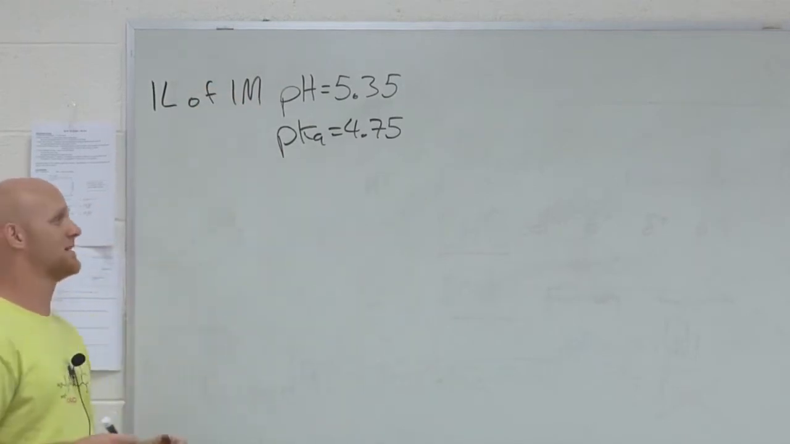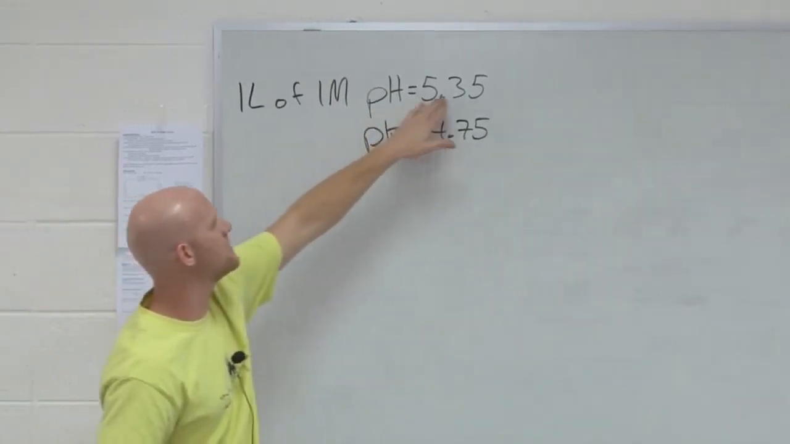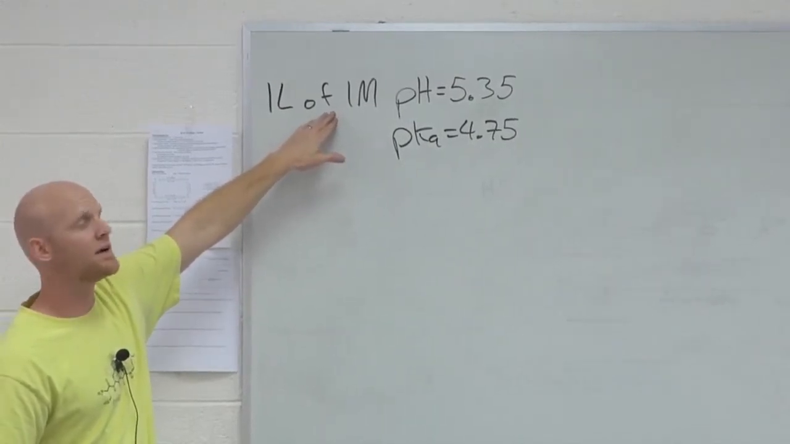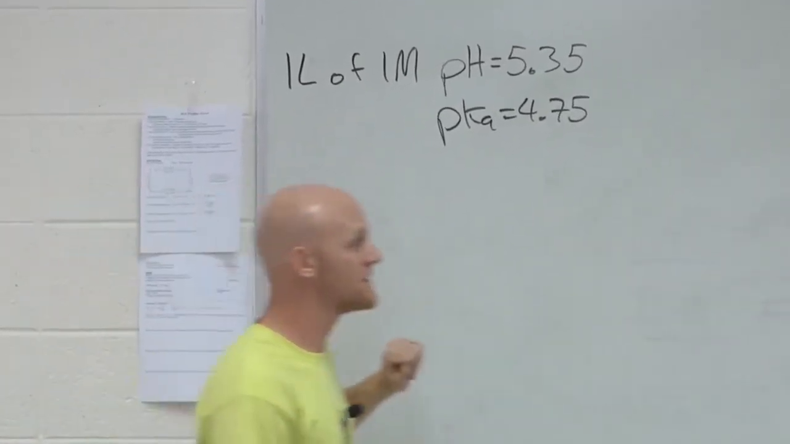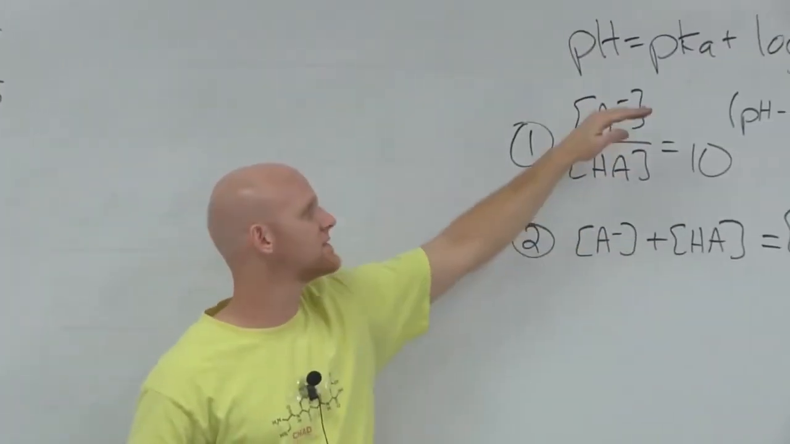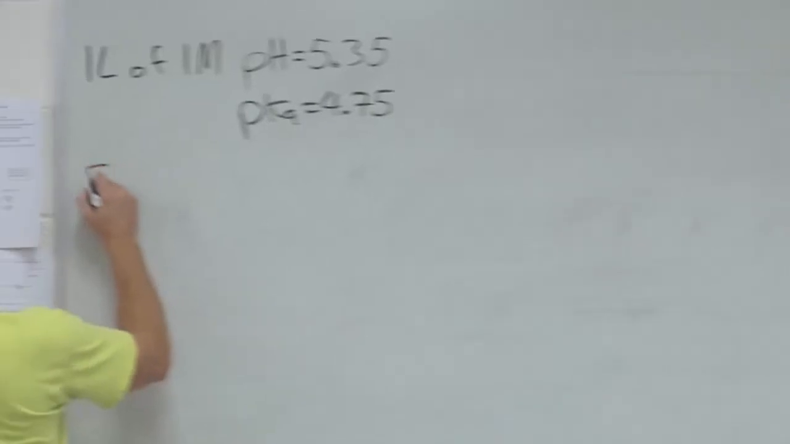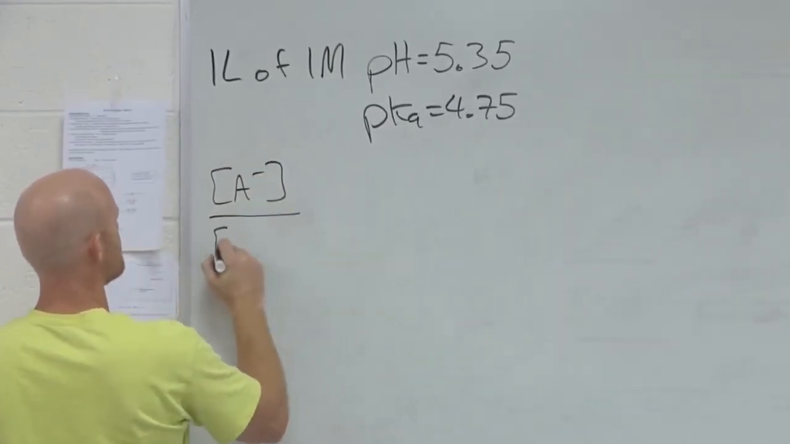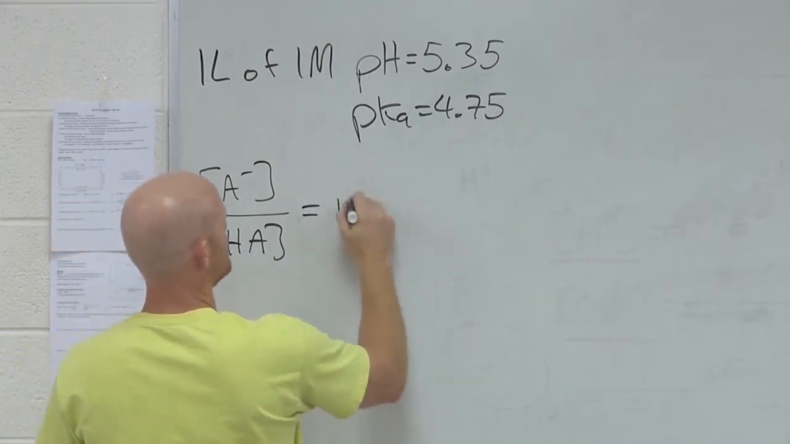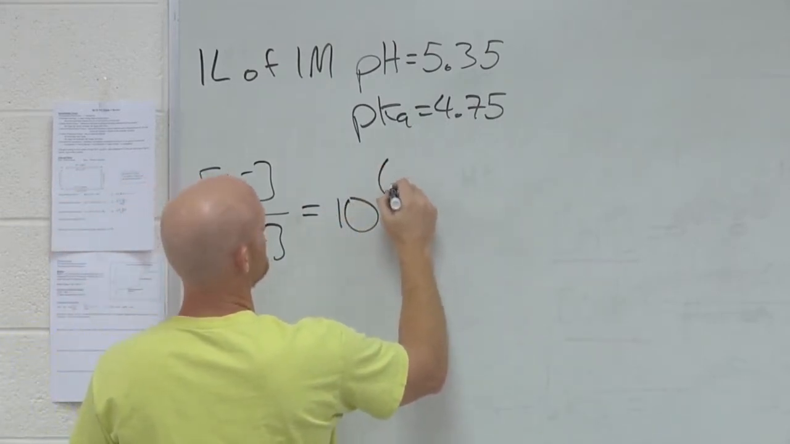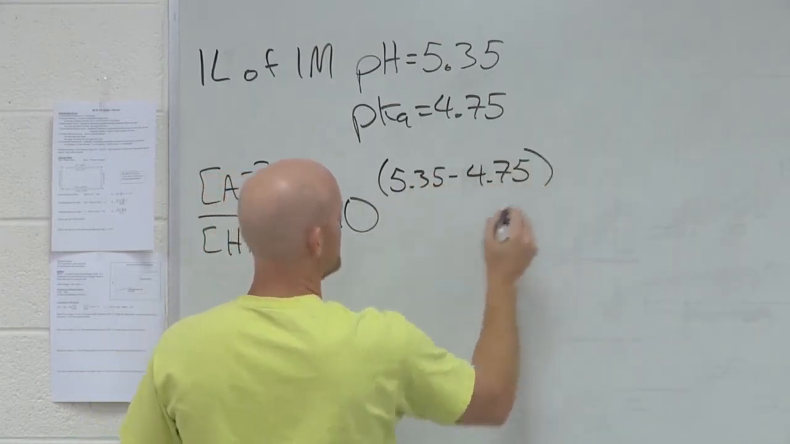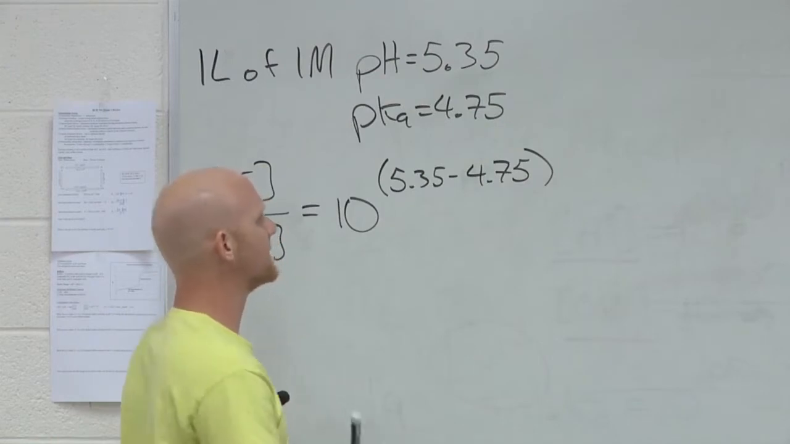But it is a necessary evil, and you want to get very proficient at doing this and doing it quickly. So in this case, we have the pH of 5.35, pKa is 4.75, and we want a total molarity of 1 molar buffer. So in this case, I'm already good to go for my 2 equations. I know everything I need to set these up. And so what is the ratio of A minus over HA equal? 10 to what power? 5.35 minus 4.75. What does that come out to, by the way?